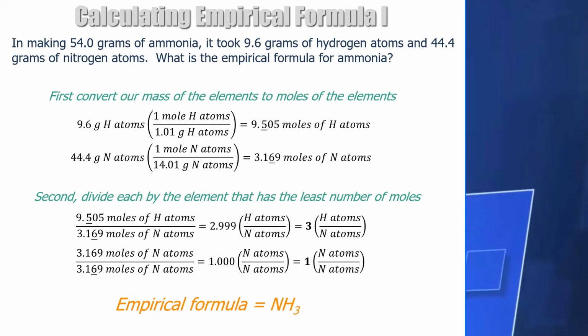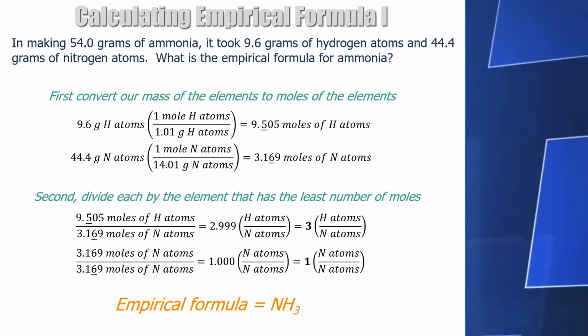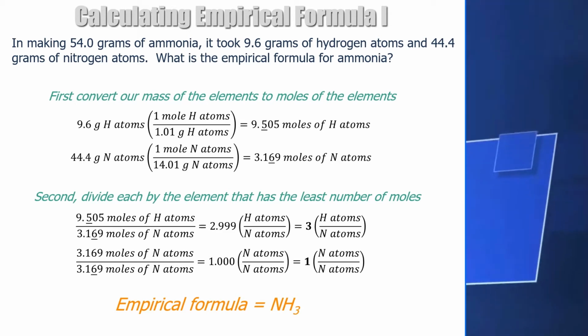For ammonia, the empirical formula NH3 is also the molecular formula. The ordering of the N and H in the formula are not important right now. Those rules are coming later when we do nomenclature.